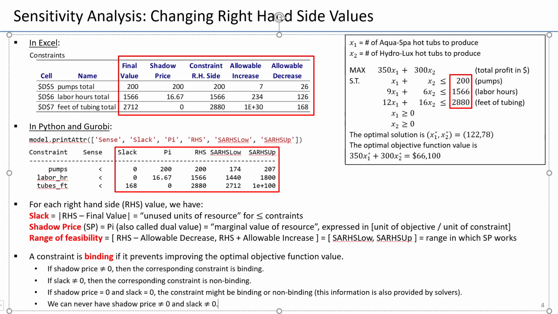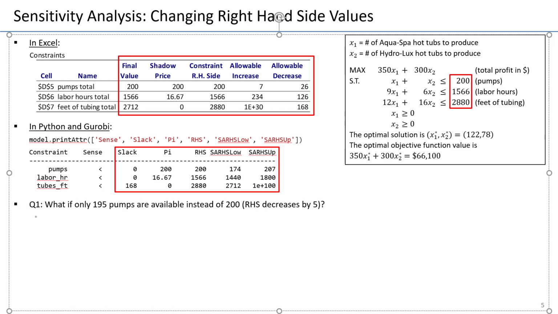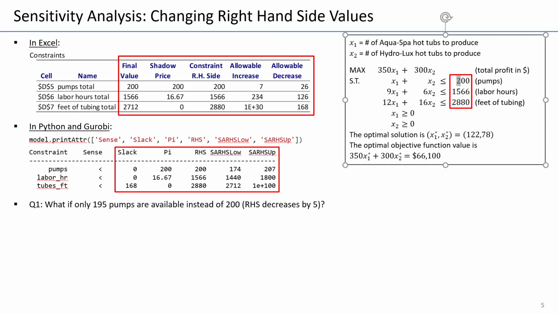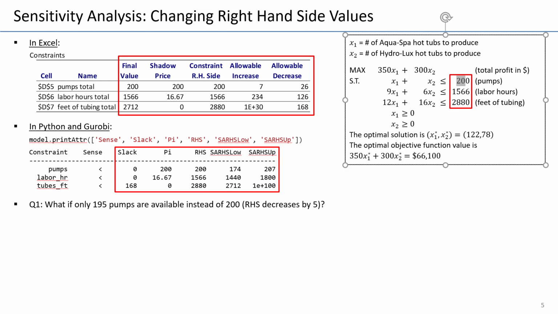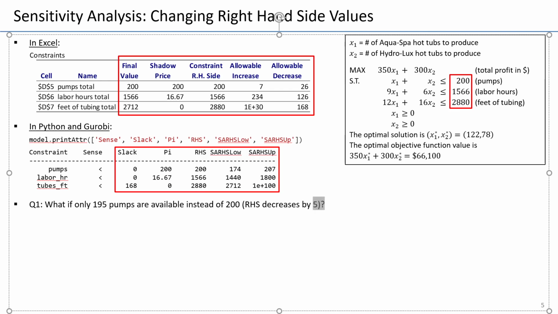to constraints, here is the first question. What if only 195 pumps are available instead of 200, right? So we basically look at the first constraint. We say, well, we assumed 200 pumps are available, but what if we're wrong? What if only 195 are available, or the right-hand side of this constraint is decreased by 5?